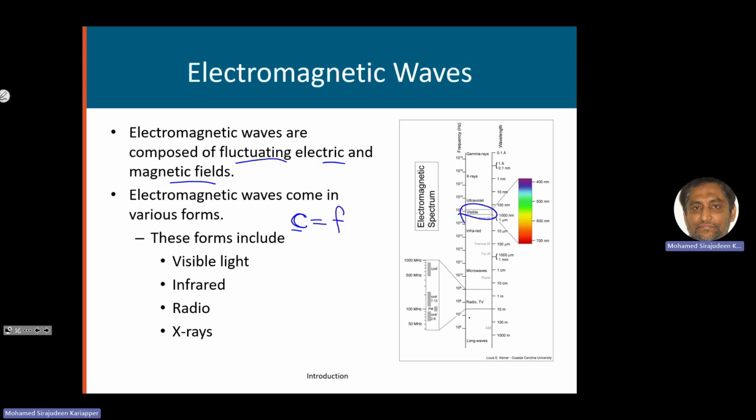And it's equal to the frequency of the wave multiplied by the wavelength of the wave. Anyone know the value of c? It's roughly 3 times 10 to the power 8 meters per second. So you can say 300 million meters per second. I hope I got it right. That is the fastest speed. Nothing can travel faster than that.